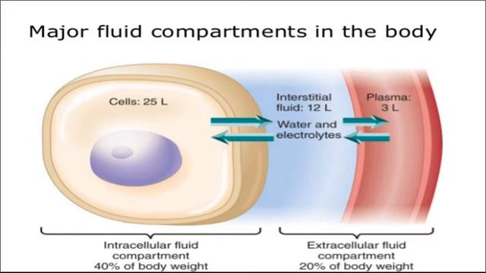So, major fluid compartments of the body: intracellular and extracellular. You can see 40% of the body weight is the intracellular fluid. Extracellular is outside the cell, so it includes what's in your blood vessels and what's just plain outside of the cell itself. So here, the intravascular and the interstitial are called extracellular.